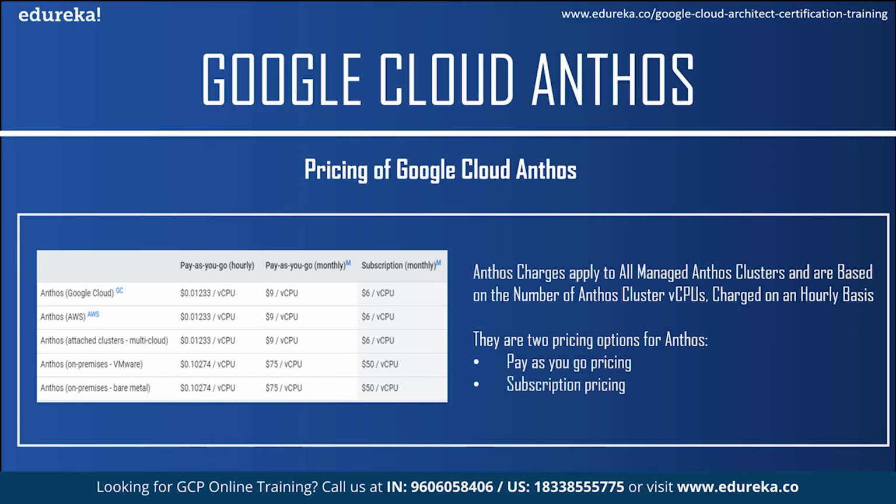The next type of pricing option is the subscription pricing, which provides a discounted price for a committed term. Your monthly subscription covers all Anthos deployments irrespective of environment at their respective billing rates. Any usage over your monthly subscription fees will show as an overage in your monthly bill at the pay-as-you-go price listed here. You can see in the image there are three payment options. First is pay-as-you-go on an hourly basis, the next is pay-as-you-go on a monthly basis, and the third is the monthly subscription. And you can see the rates for each virtual CPU in various deployment models, such as Google Cloud, AWS, multi-cloud, on-premises VMware, and on-premises bare metal.